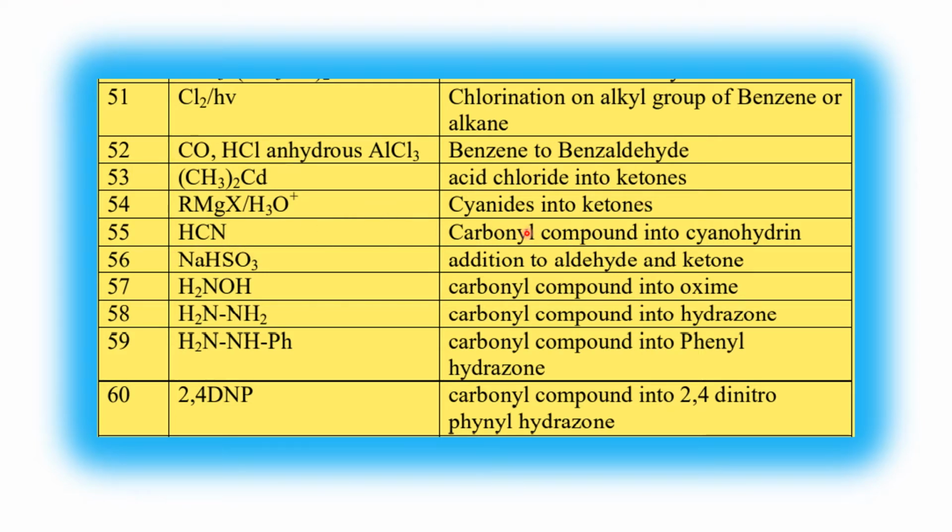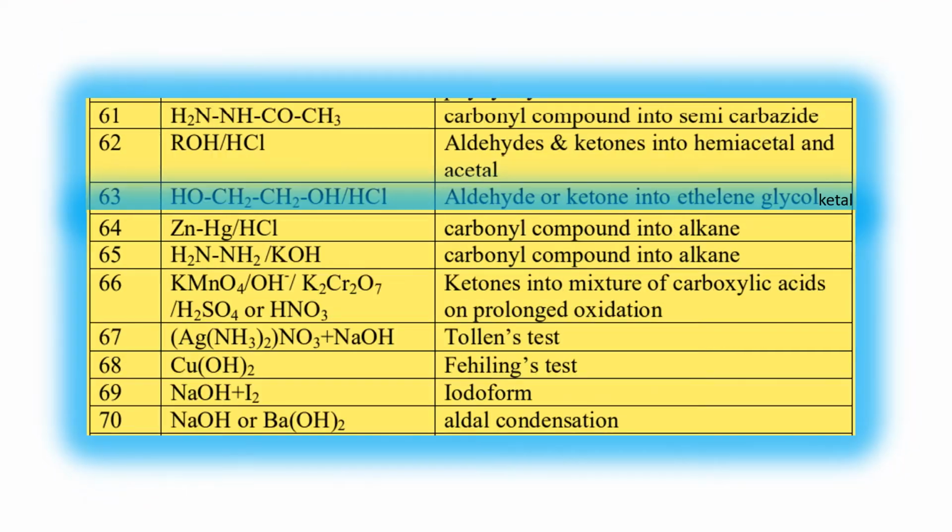HCN converts a carbonyl compound into cyanohydrin. NaHSO3 is an addition to aldehydes and ketones. Hydroxylamine converts a carbonyl compound into oxime. Hydrazine converts a carbonyl compound into hydrazone. Phenylhydrazine converts a carbonyl compound into phenylhydrazone, so according to the substitution, it will change. 2,4-dinitrophenylhydrazine converts a carbonyl compound into 2,4-dinitrophenylhydrazone.